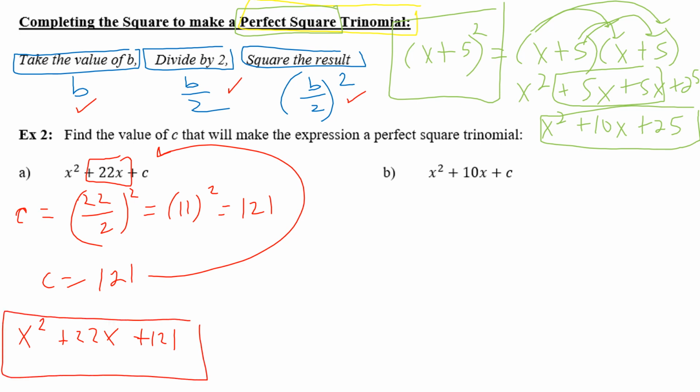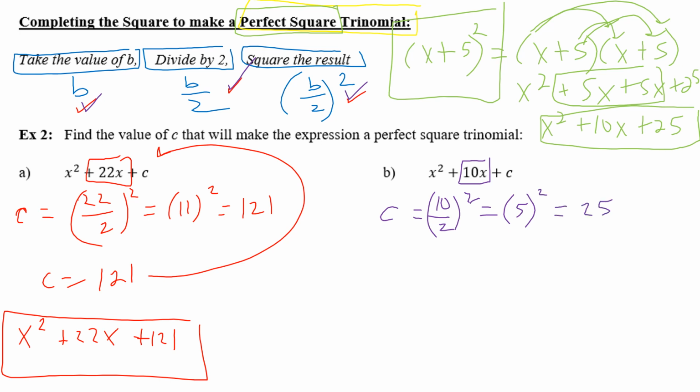Okay, moving on to b. Same set of directions, different problem. So we're going to try to find the value of c that would make this a perfect square trinomial. We're going to take b, which happens to be 10, divided by 2, and then square that. So 10 divided by 2 will give us 5. Remember, keep that in parentheses, raise it to the second, gives us 25.